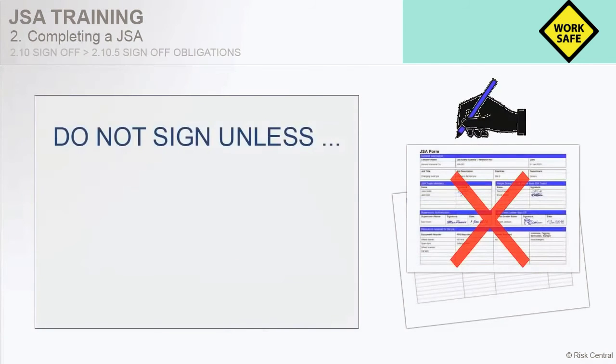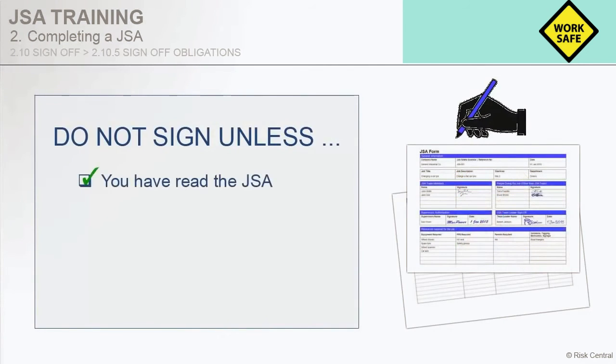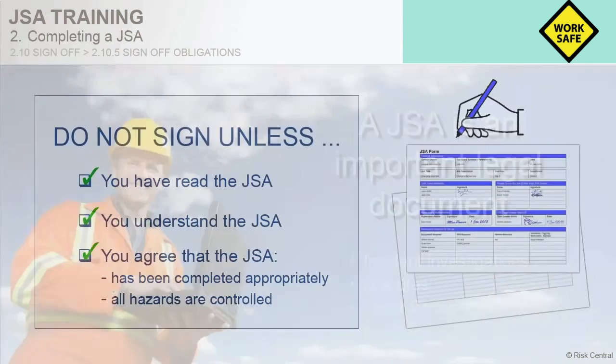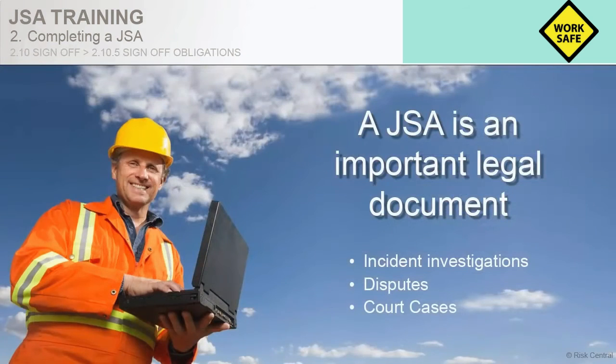Individuals should never sign the JSA without reading it, understanding it, and agreeing that the document has been completed appropriately and that all hazards are adequately controlled, because that is what you're agreeing to by signing the document. JSAs are important legal documents and are often used in incident investigations, disputes, and court cases.